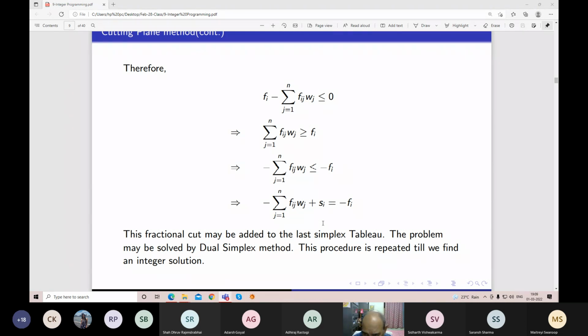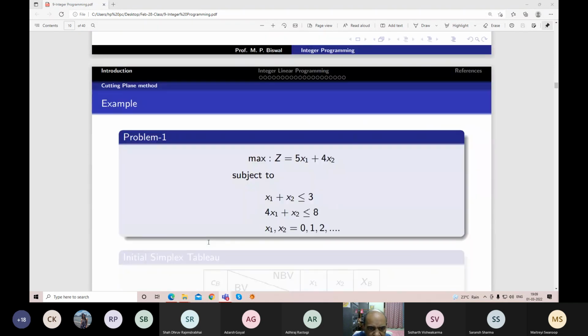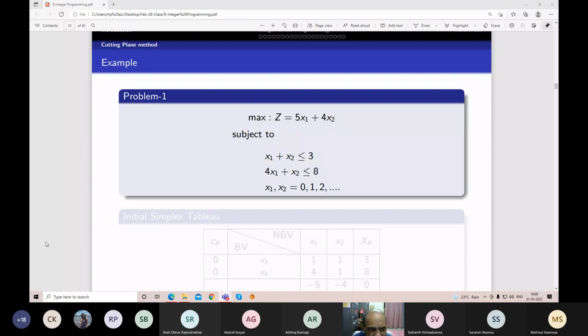Now let us go to the example. Do you see this example? If I ask this type of example in the classroom, somebody solving it without the cutting plane can just enumerate and find the solution. Can you guess the solution? Maximize 5x1 plus 4x2, subject to x1 plus x2 less than or equal to 3, and so on. What is the maximum value, and what are the values of x1 and x2? Guess? Anybody?